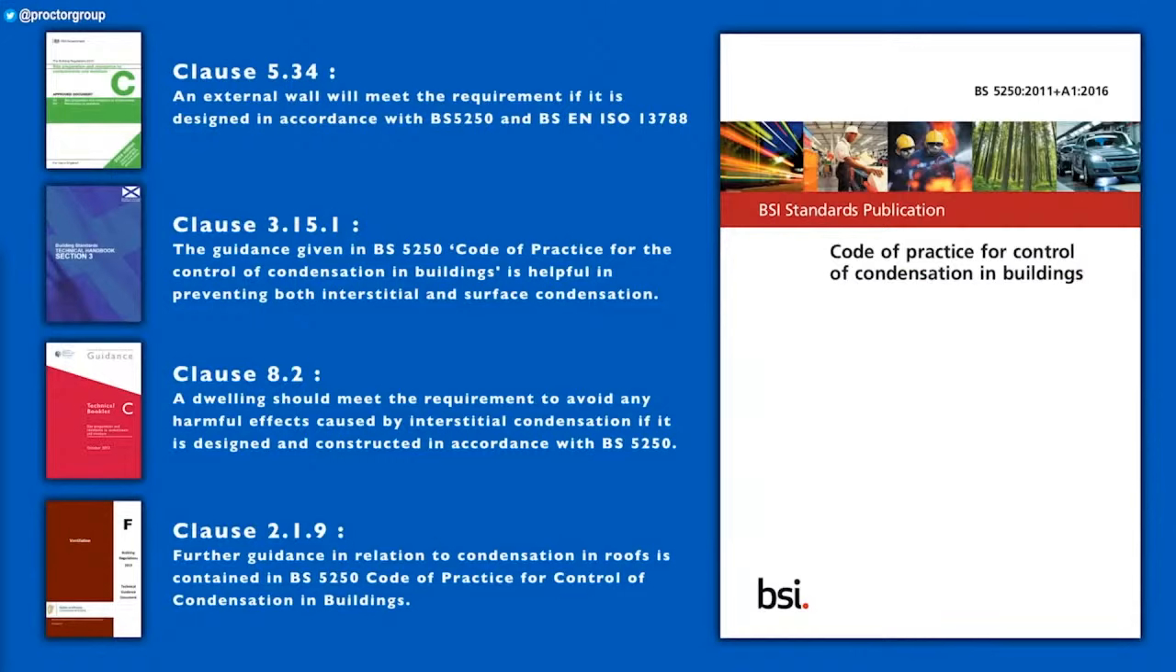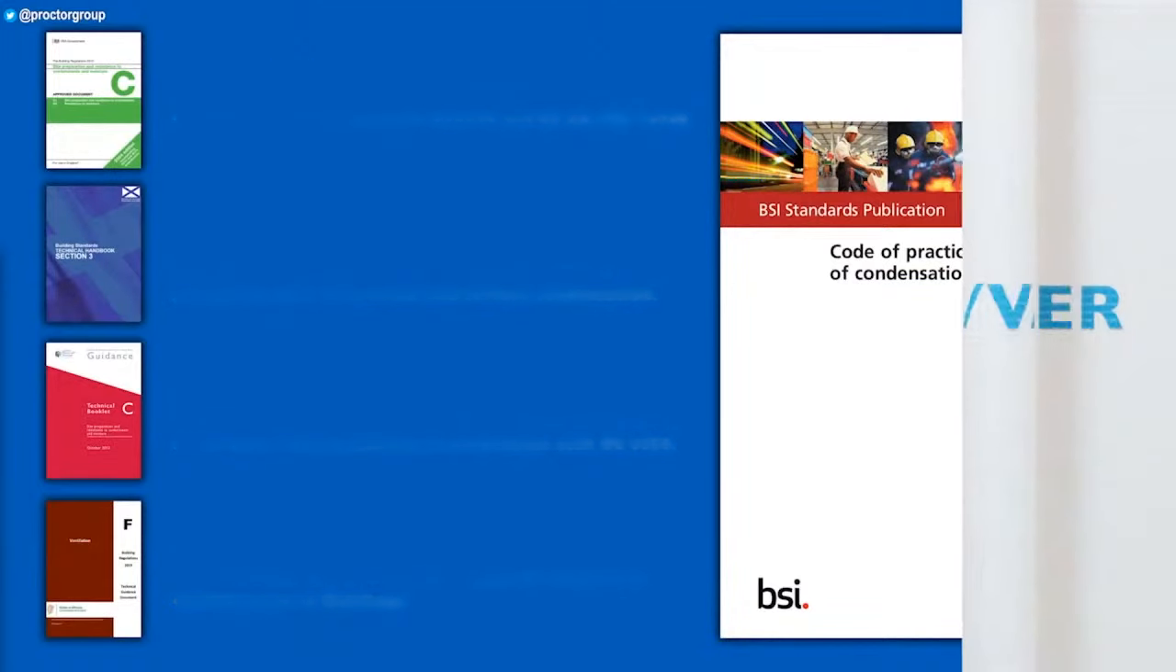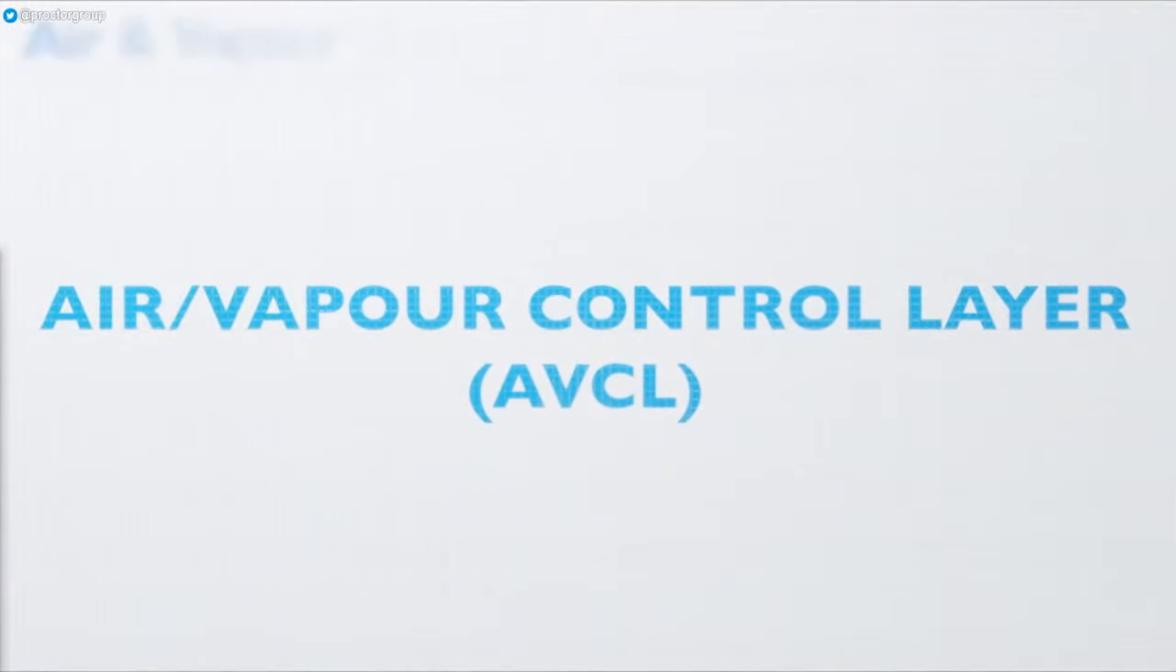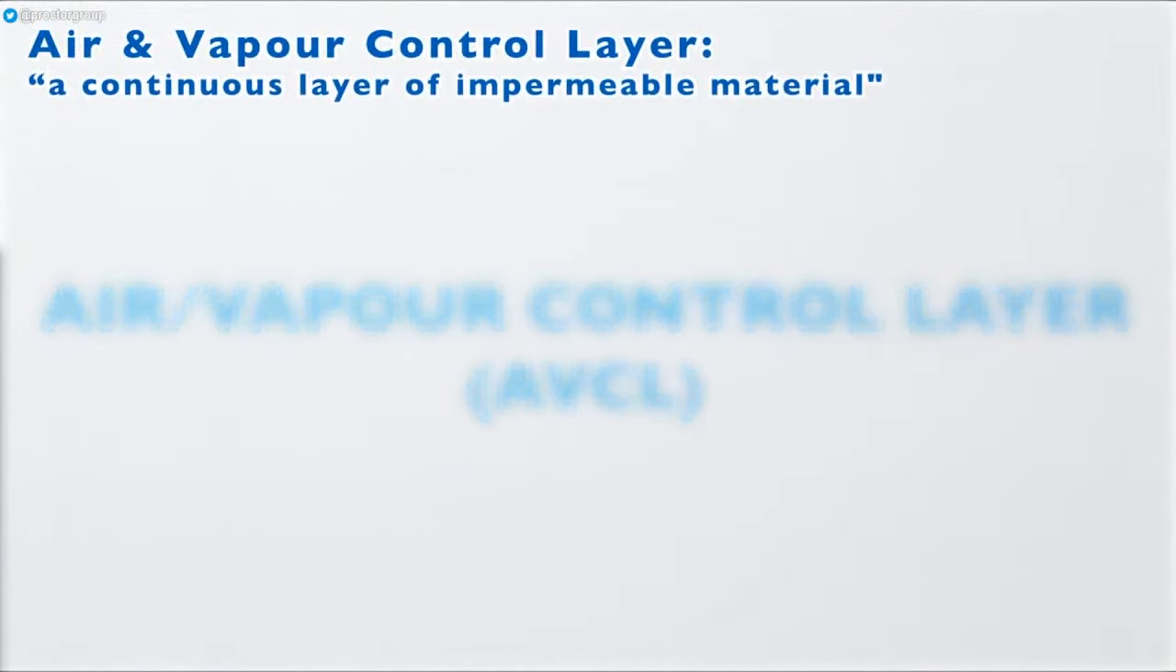In terms of construction membranes, BS 5250 gives technical definitions for each type of construction membrane. Air Vapour Control Layer, AVCL: continuous layer of impermeable material. This simple definition is actually not as helpful as those given in the previous issues of BS 5250, which defined air and vapour barrier functions separately. The older definitions are therefore worth considering.